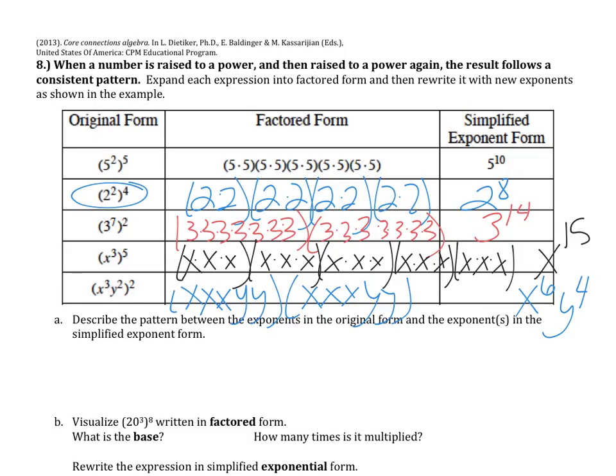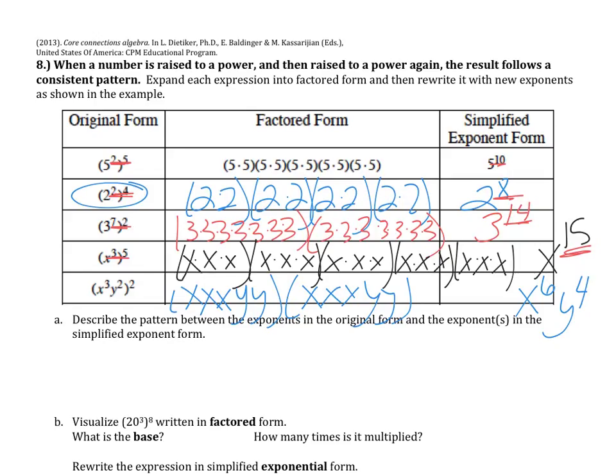So we want to describe the pattern between the exponents in the original form and the exponents in the simplified exponent form. So hopefully you're noticing that there is a connection. If you take a look at the exponents, the 2 and the 5, we're going to get 10. The next one, 2 and 4 with an 8. 7 and 2 with the exponent of 14. 3 and 5, exponent of 15. I hope that at this point you can see that the 2 exponents are going to get multiplied together.